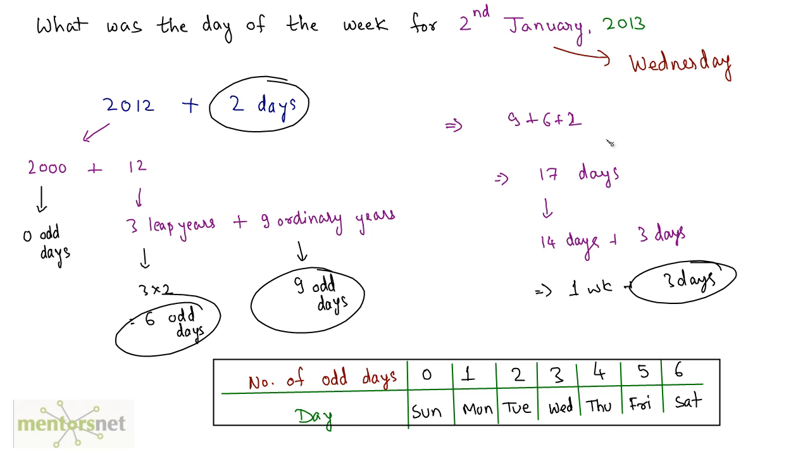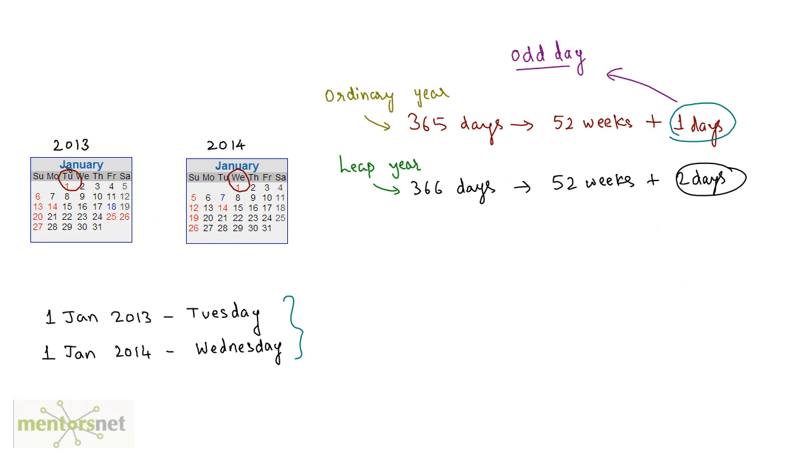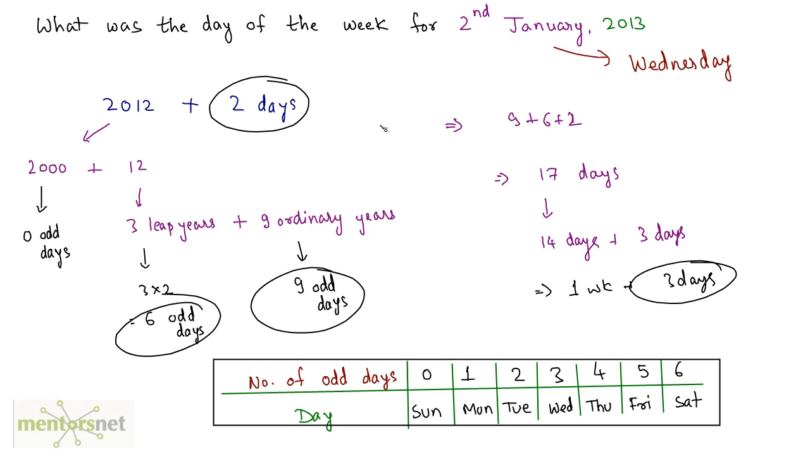If you are not sure, let us check it in a calendar. We had this calendar for January 2013, and 2nd of January is a Wednesday, right? So indeed our answer is correct. So this is how you determine the day of the week for any given particular date.